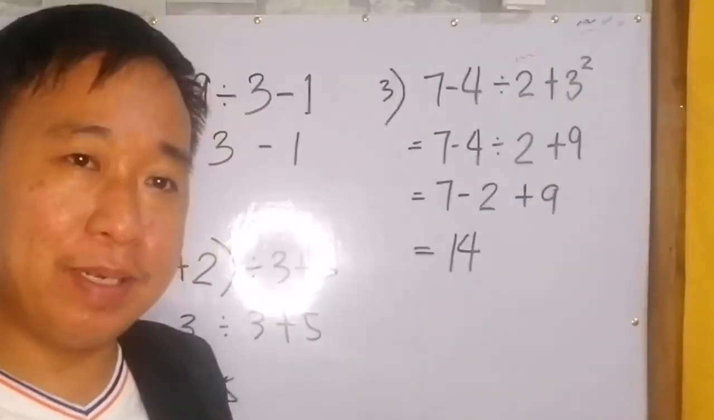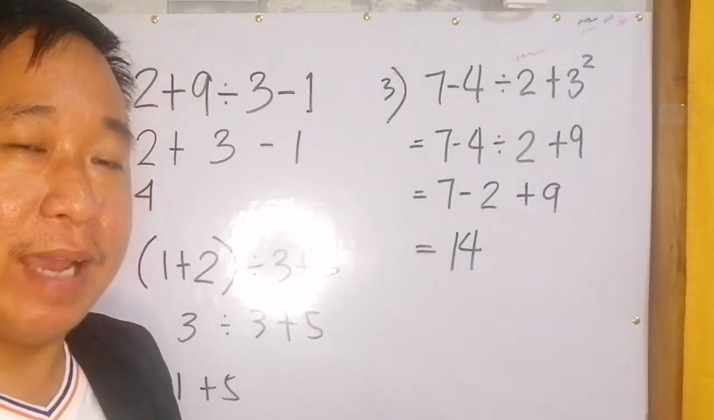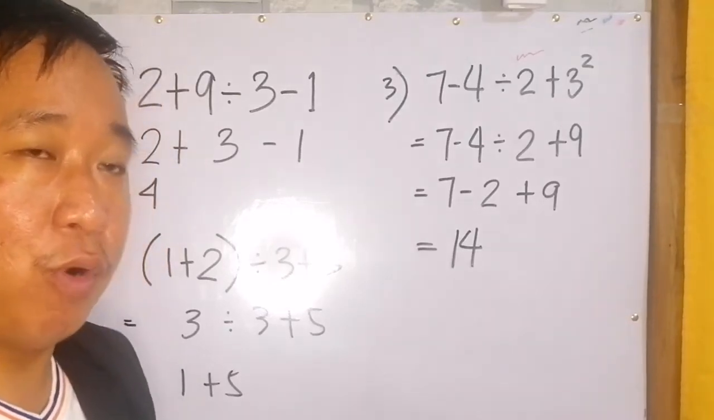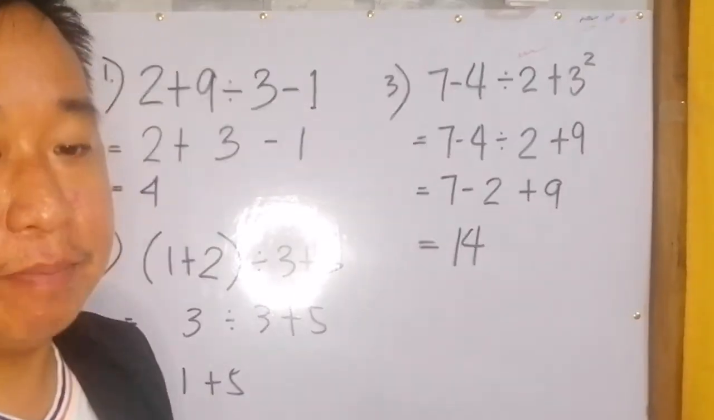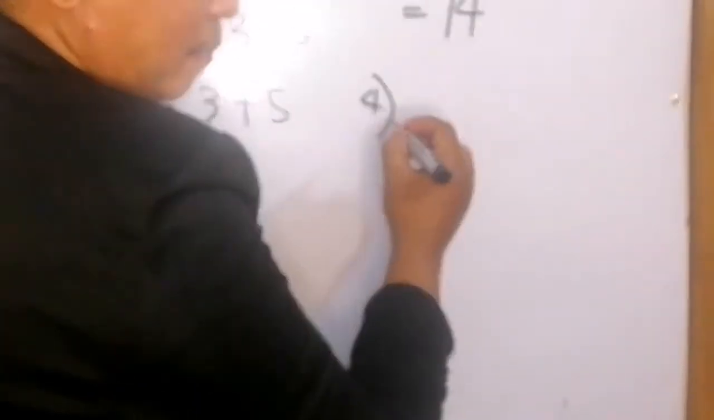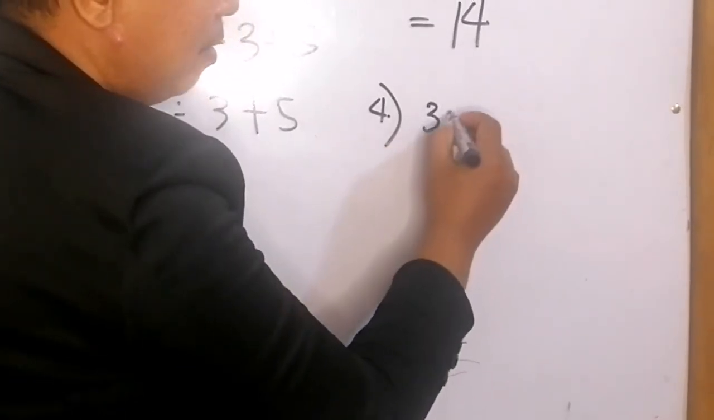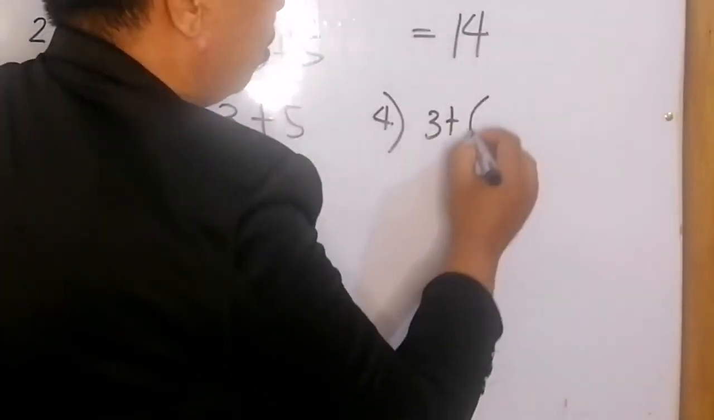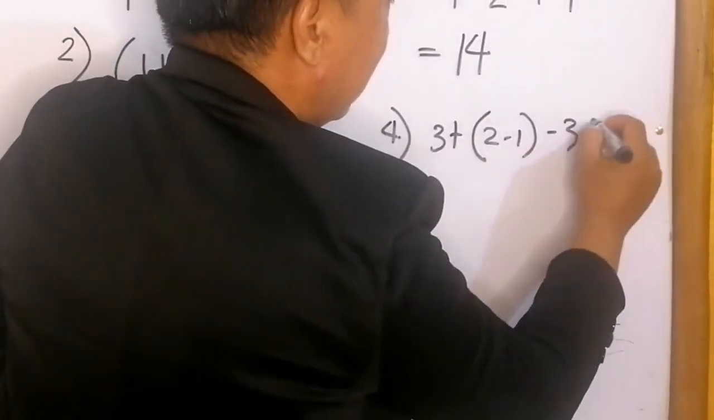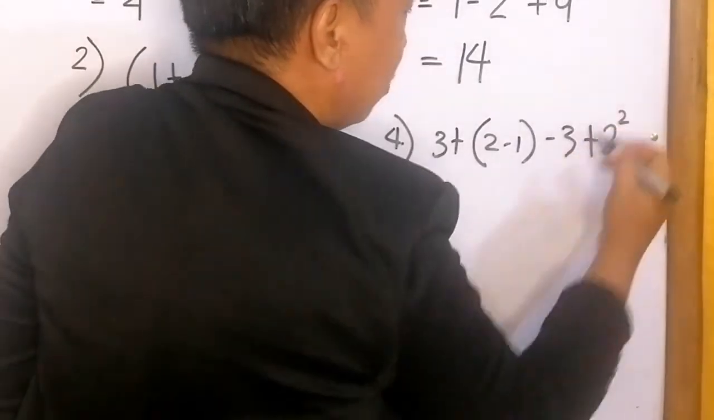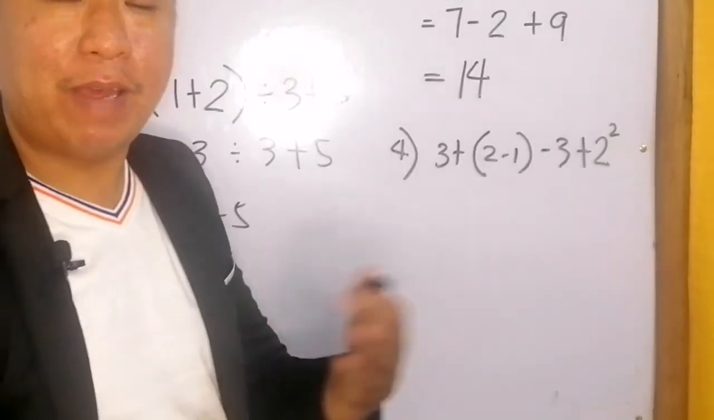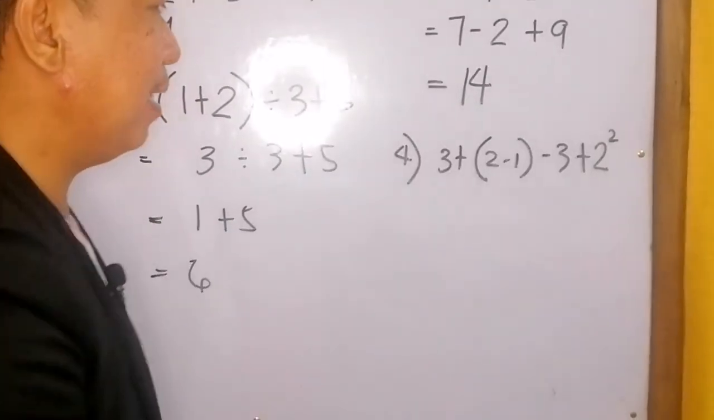Okay, do you want more examples? Alright, so let's have another example which is more complicated than the previous examples. Let's try this. Number 4. 3 plus 2 minus 1 minus 3 plus 2 squared. Okay, so we have the exponent. We are going to simplify first the number with exponent.